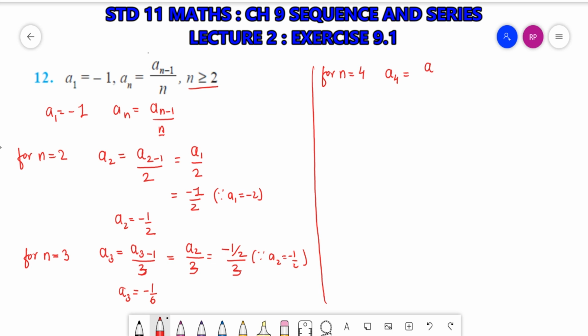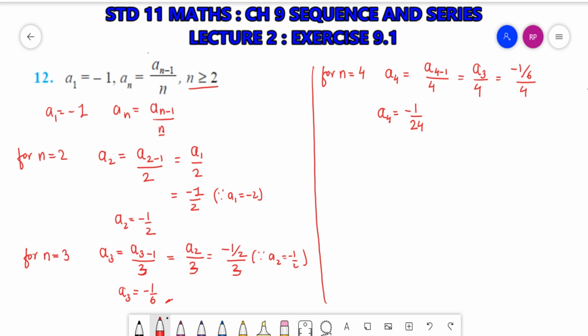A4 will be equal to a n minus 1, that is 4 minus 1 upon n, that is 4. Now a 4 minus 1, that is 3 upon 4. We had already found out a3 as minus 1 by 6. So this will be minus 1 upon 6 upon 4. So minus 1 upon 6 upon 4, 6 4s are 24. So a4 will be equal to minus 1 upon 24. So this is the fourth term, that is minus 1 by 24.